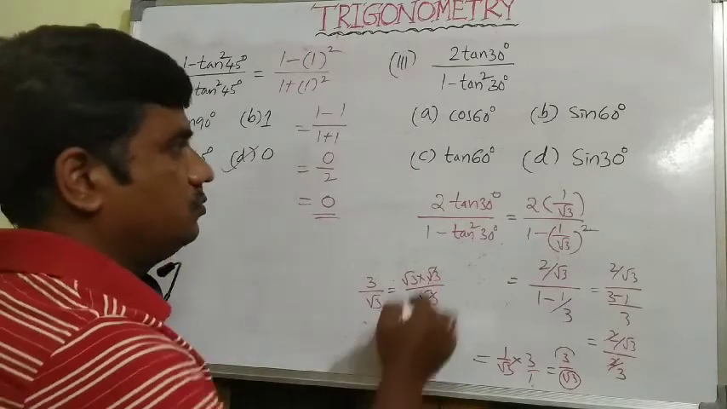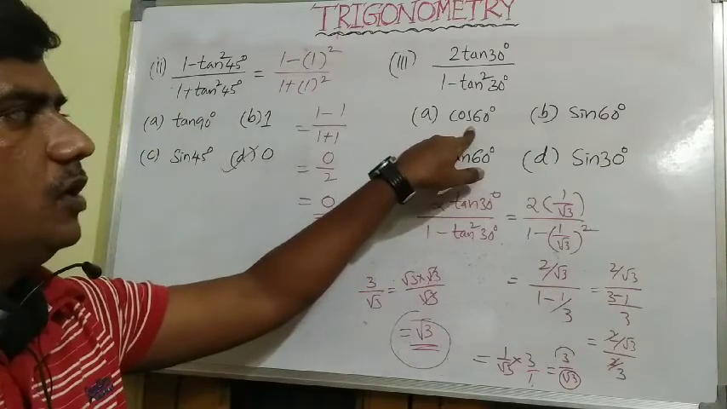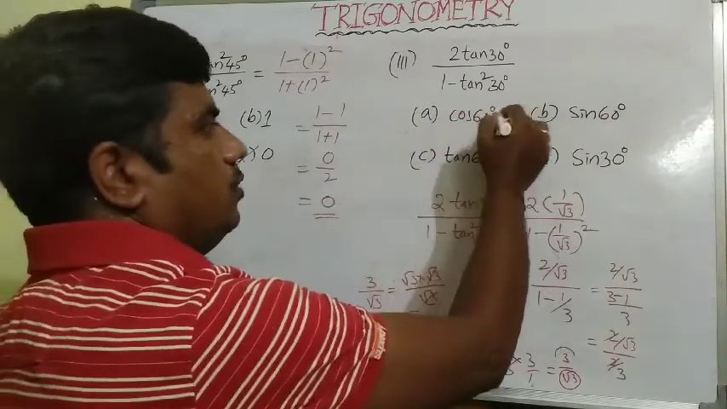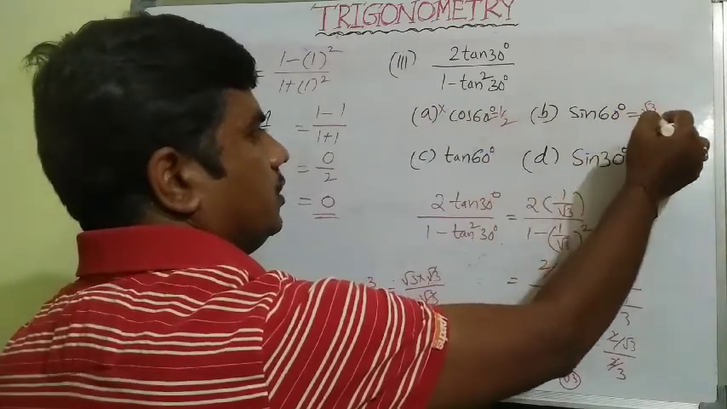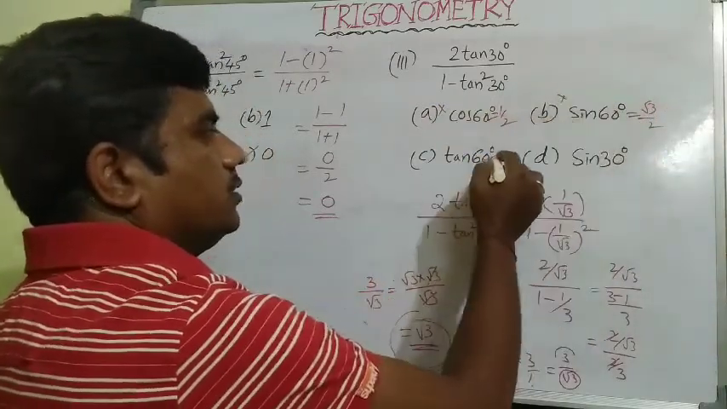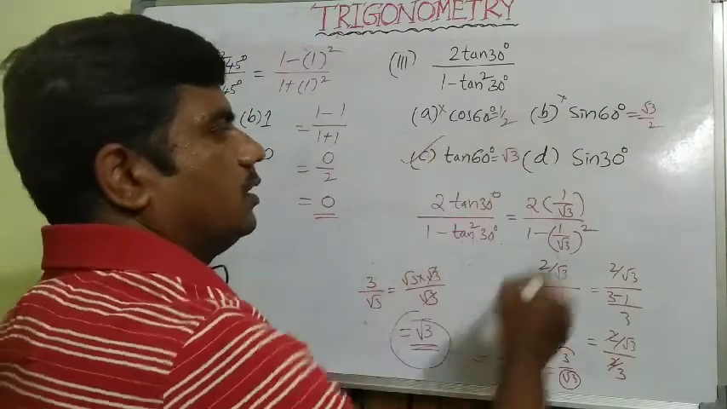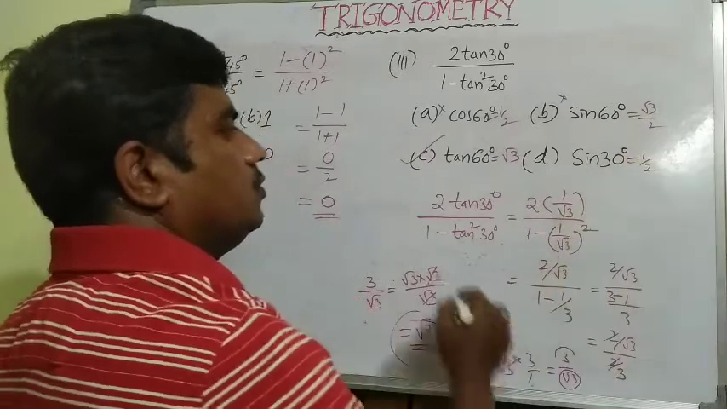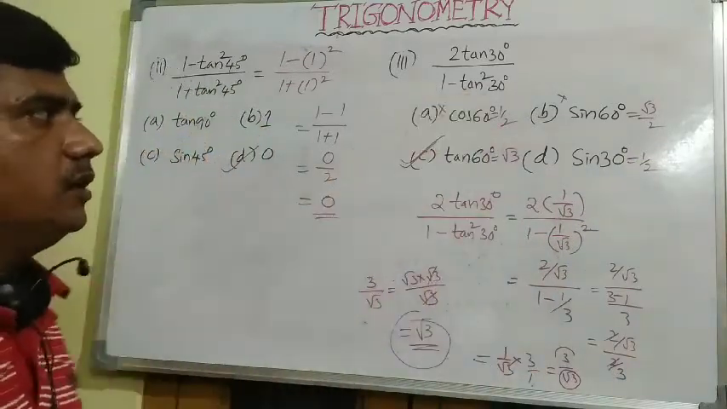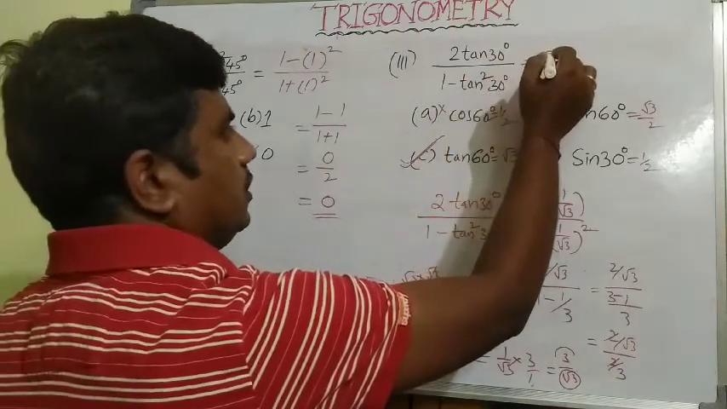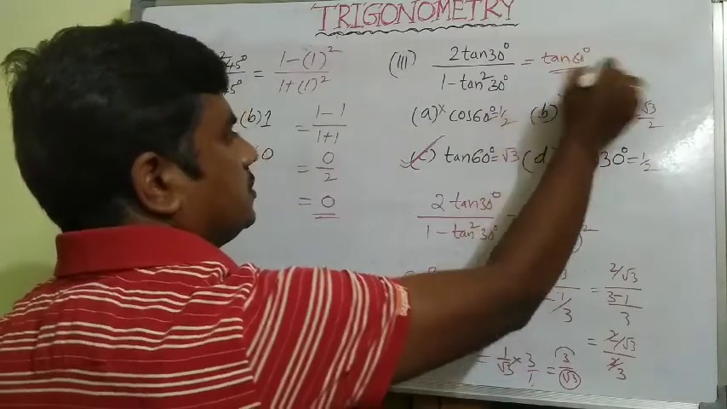So in this, which one has the value root 3? We have to see. Cos 60 value is what? 1 by 2. Cos 60 value is 1 by 2, that's why this is not the answer. Sin 60 value is what? Root 3 by 2. This is also not. Tan 60 value is what? Root 3. So that's why option C is correct. Sin 30 value is 1 by 2. So only tan 60 value is root 3. That's why 2 tan 30 by 1 minus tan square 30 is equal to tan 60 degrees.